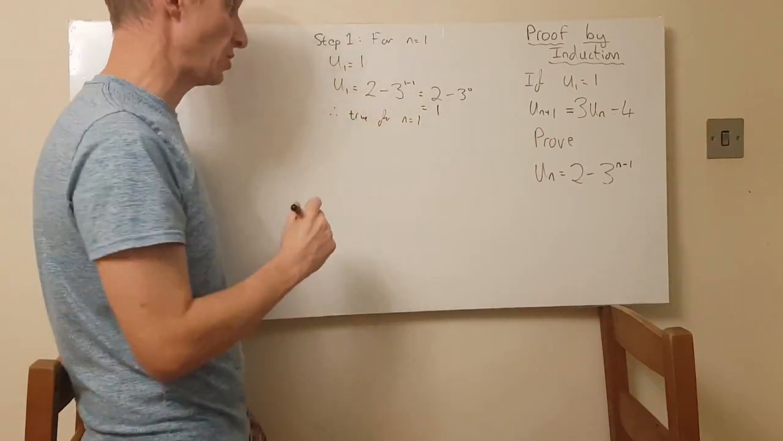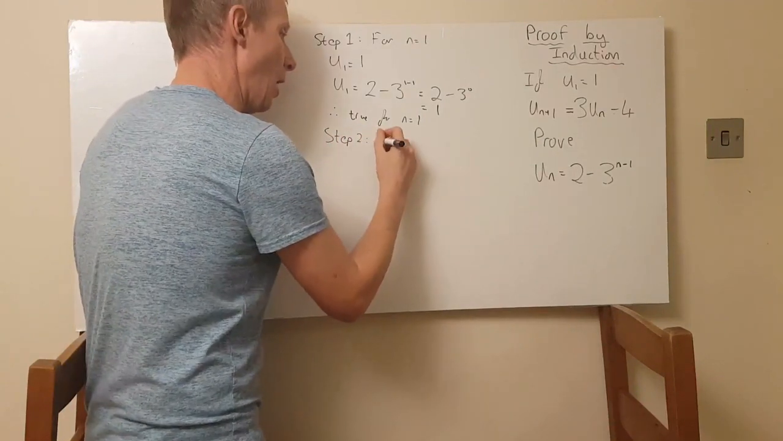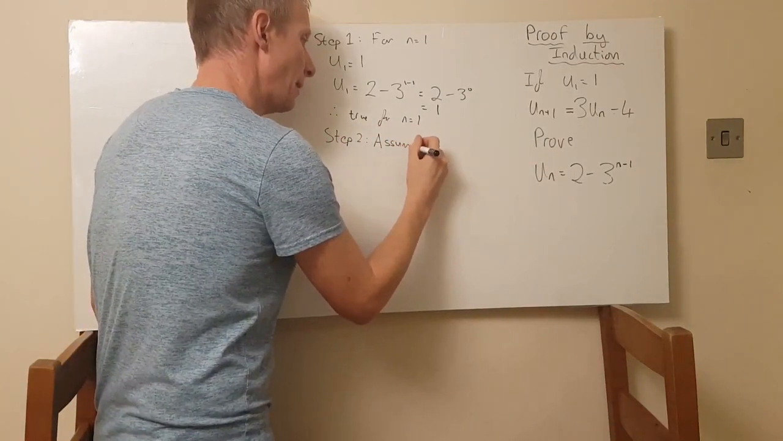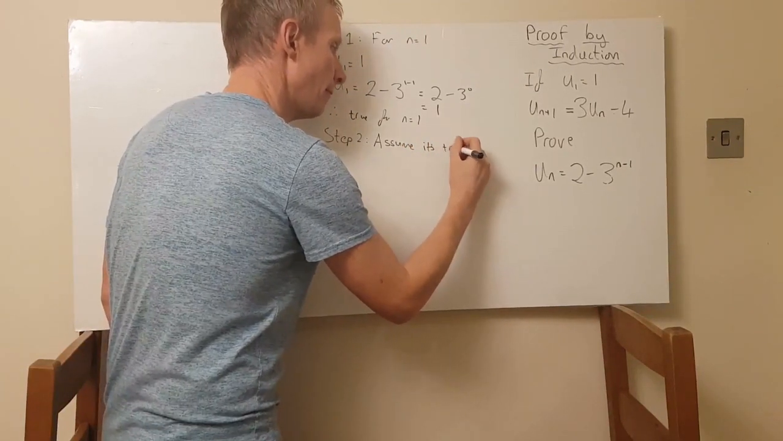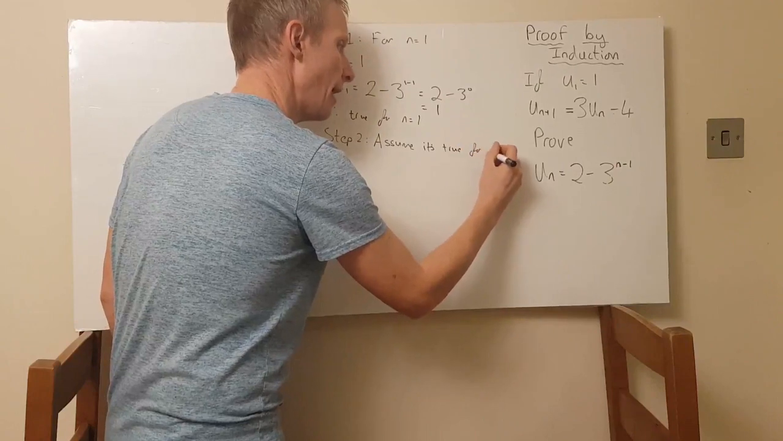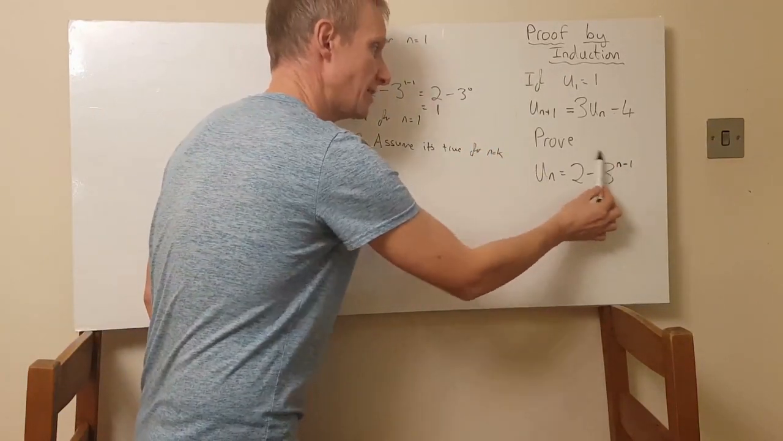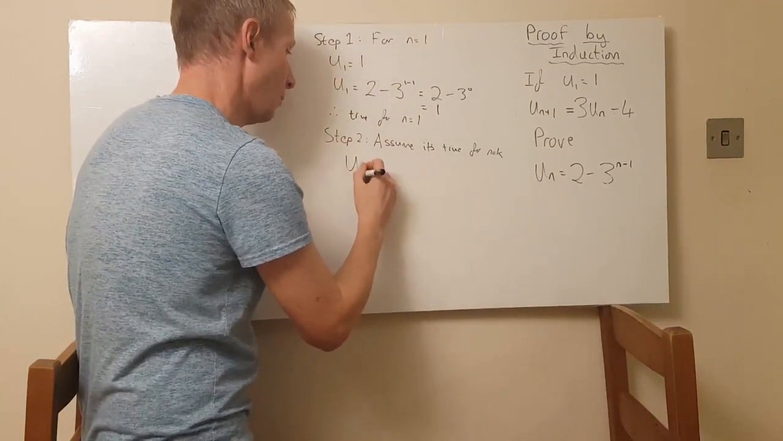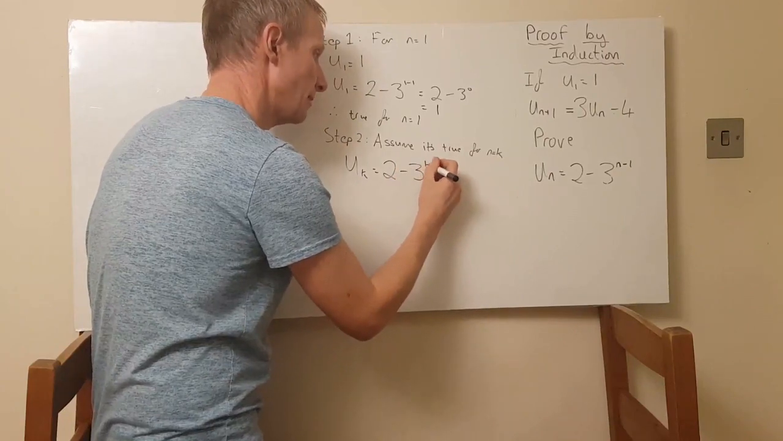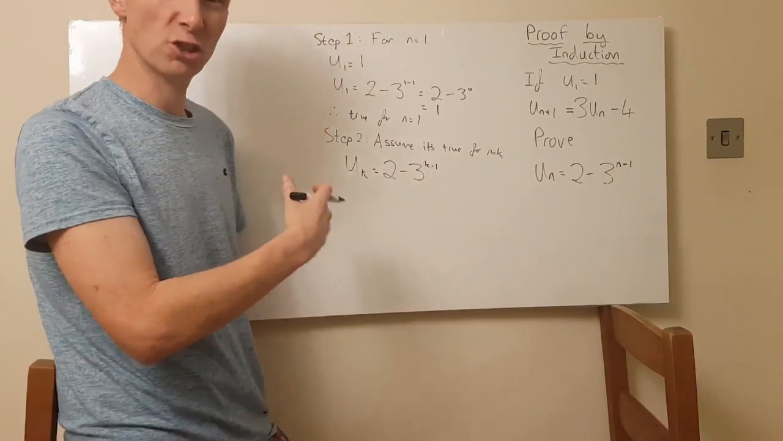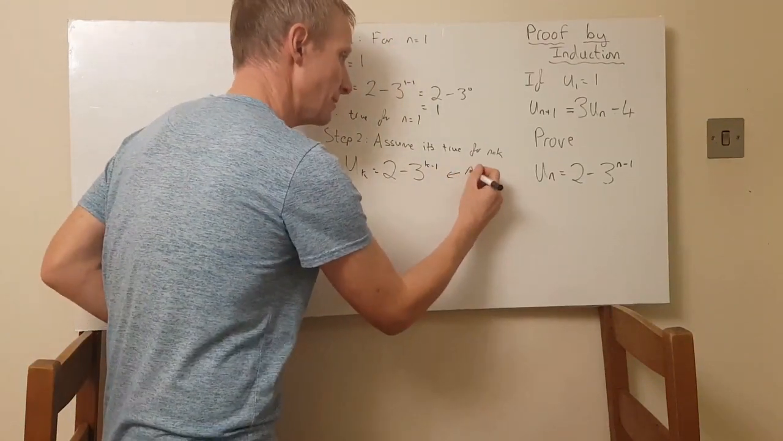And now we're going to look at step 2. We start by assuming it's true for n equals k. So looking at this thing we're trying to prove, we say uk equals 2 subtract 3 to the k minus 1. So we're just assuming it's true for any number whatsoever. So this is my assumption.